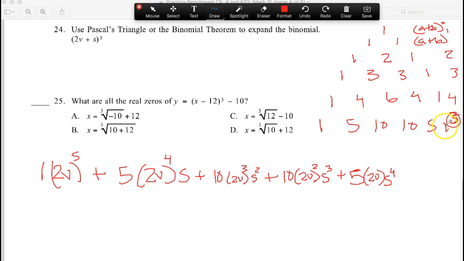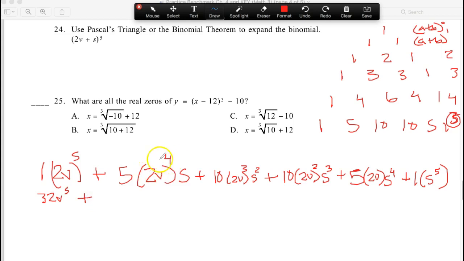Then I take my last coefficient, which is 1, and I go 2v to the 0, which is just 1, so I don't write it, and then s to the 5th power. Okay, there I have it. Now just simplify it. I have to distribute this 5 because this is 2v cubed, so I have to cube the 2 and the v. So if I cube 2, I'm going to get 32, and that's just 1, so 1 multiplied by 32 is just 32, v to the 5th.